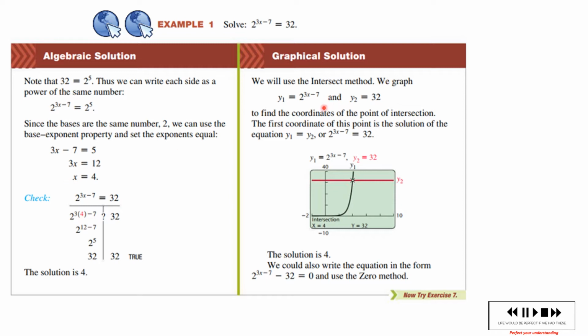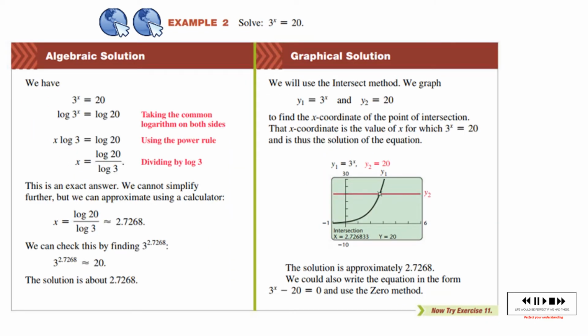Now, if we wanted to use the intersection method using our calculator, we would graph the left-hand side of the equation, and then separately we would graph the right-hand side of the equation, and we'd use the intersect function to find out where they intersect. And again, we would find the solution is 4. You're given an opportunity to perfect your understanding by doing this exercise 7.